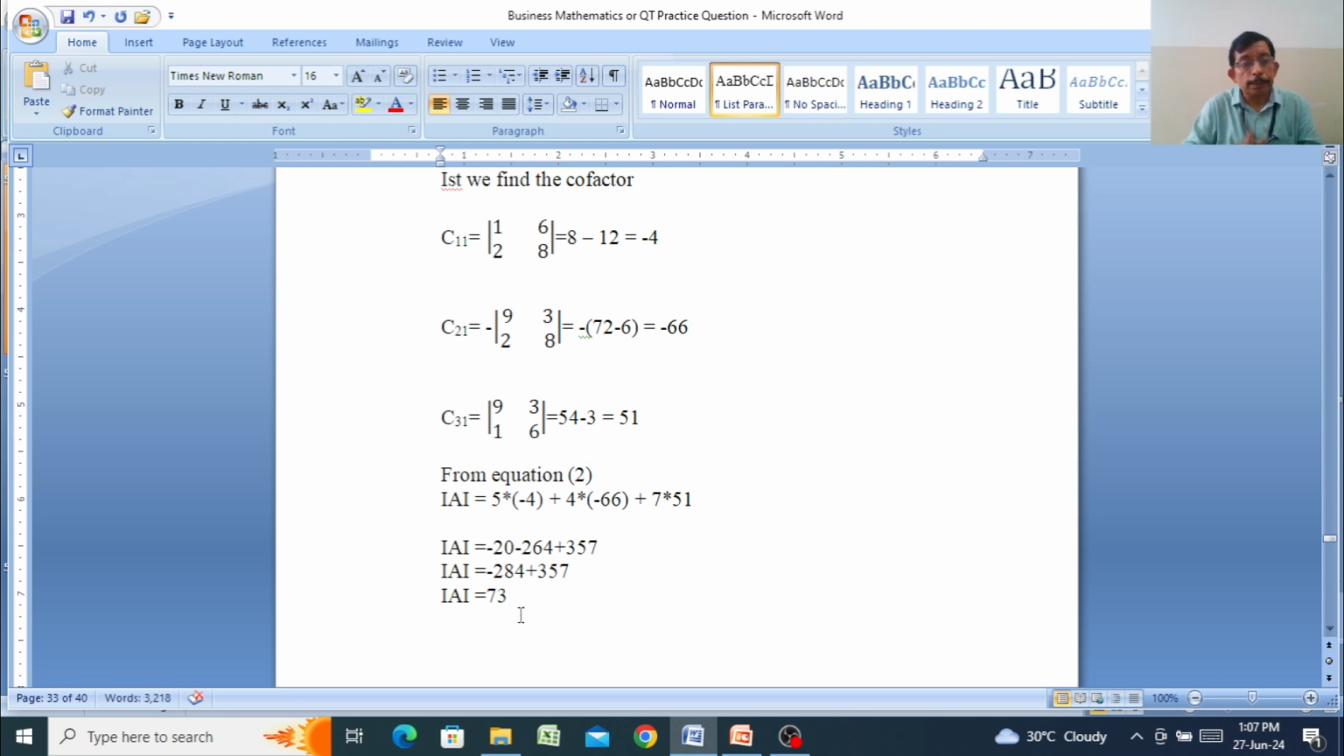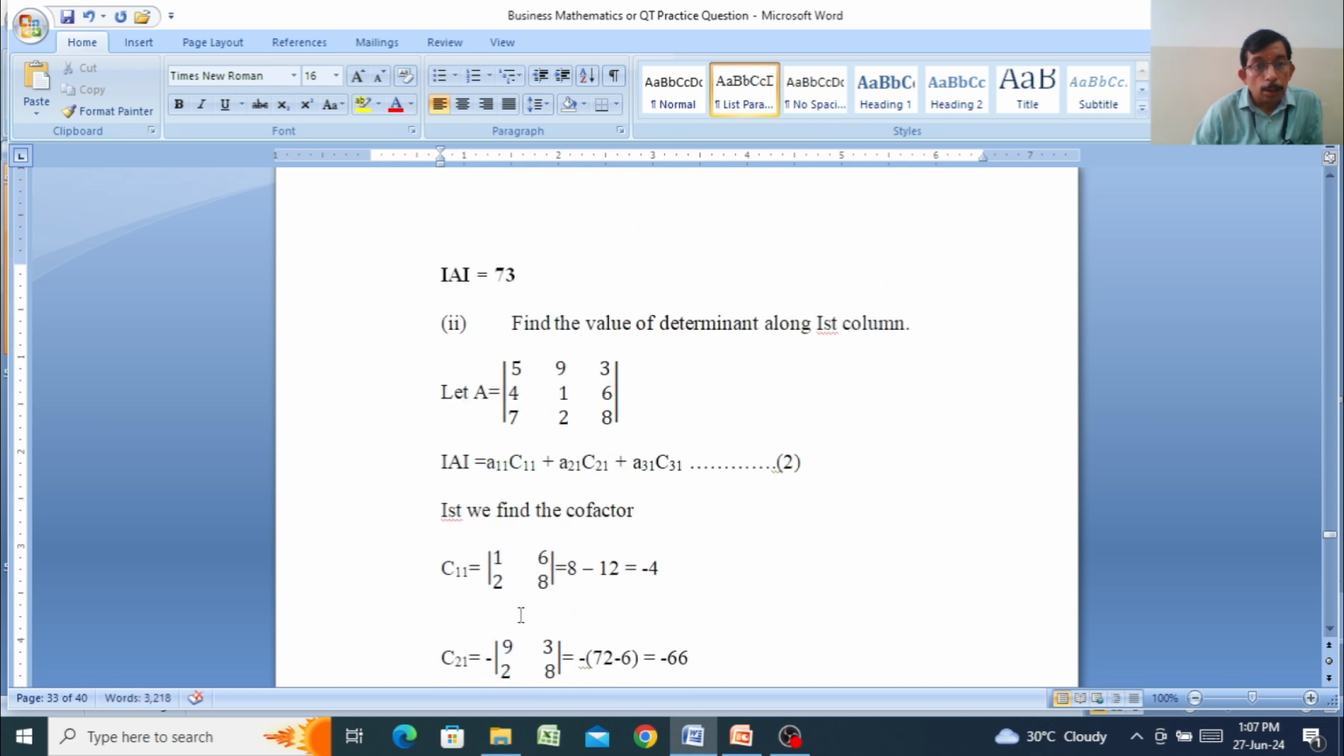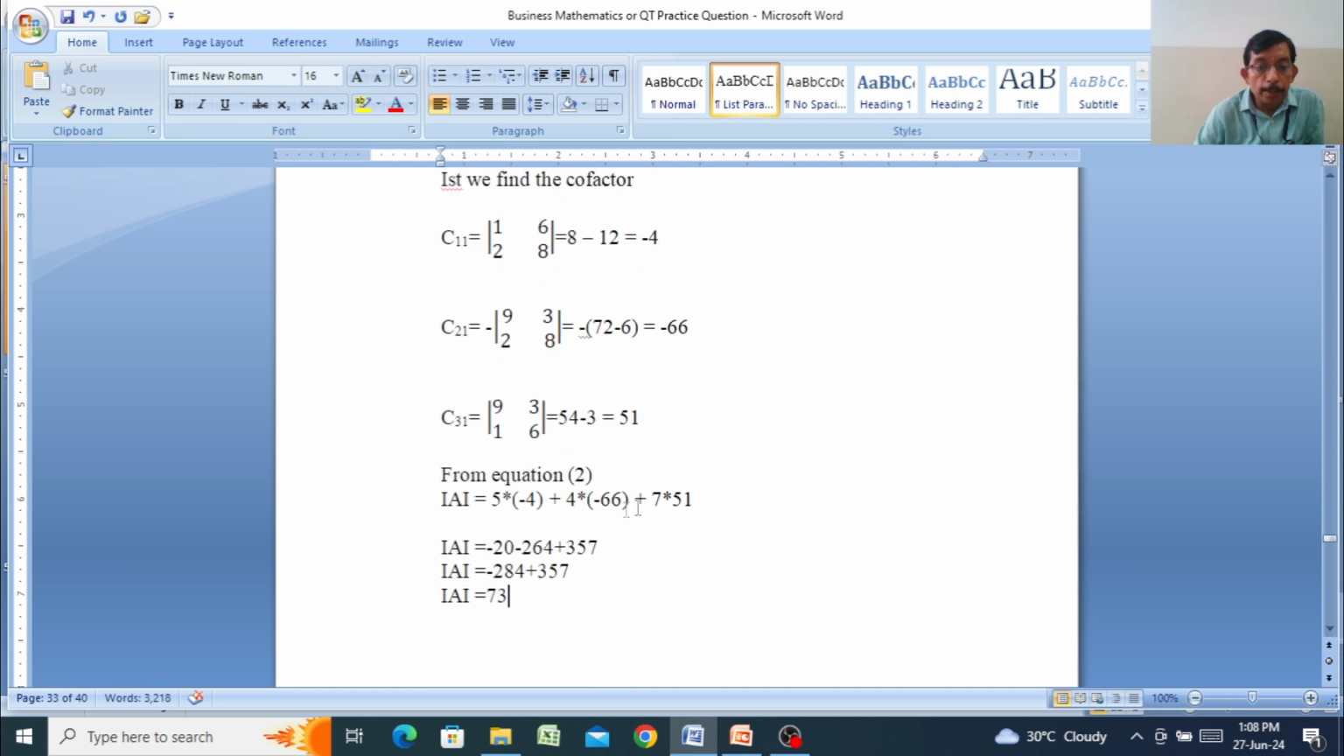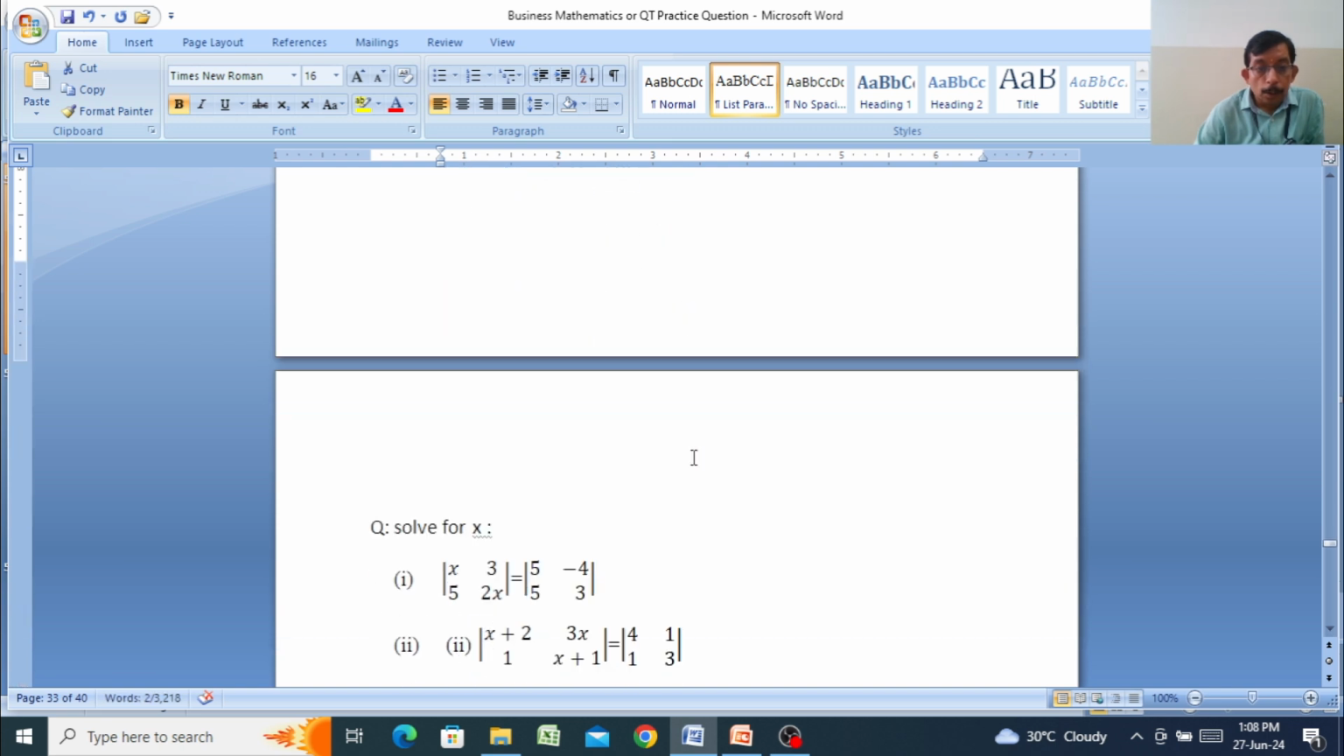Is it clear, everyone? And according to the expansion along the first row, the value is also 73, and according to the determinant expansion along the first column, the value of the determinant is also 73. Both values are the same. Is it clear, everyone? Now we come to the next question.